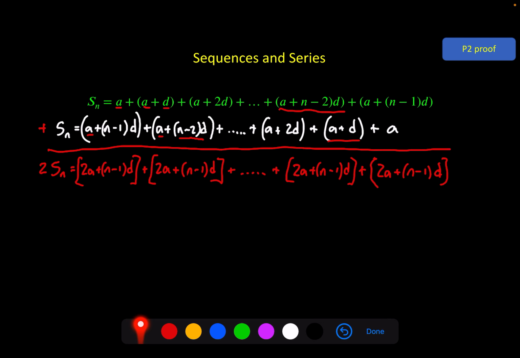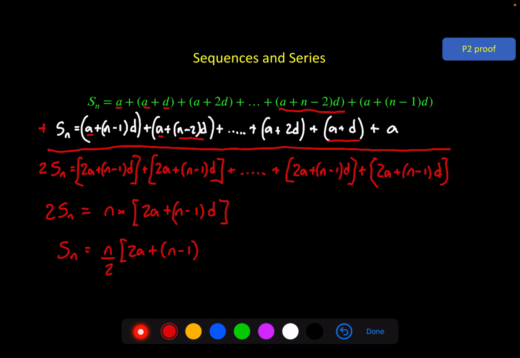So to do a summation with n lots of these, that's n times 2a plus n minus 1 d. And then I've got to remember that I've added 2 of these together, and I didn't want 2, I only wanted 1 of these. So to get rid of that 2, I just divide by 2. And there is our formula.